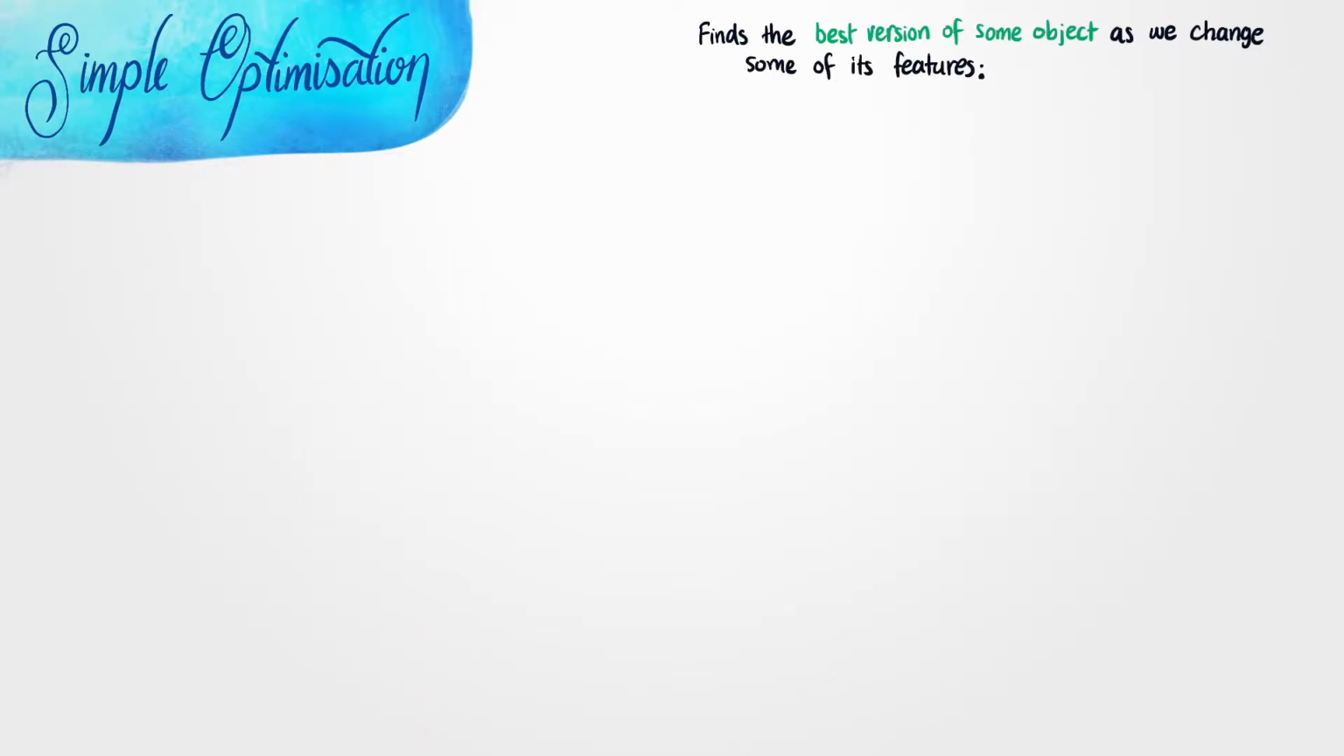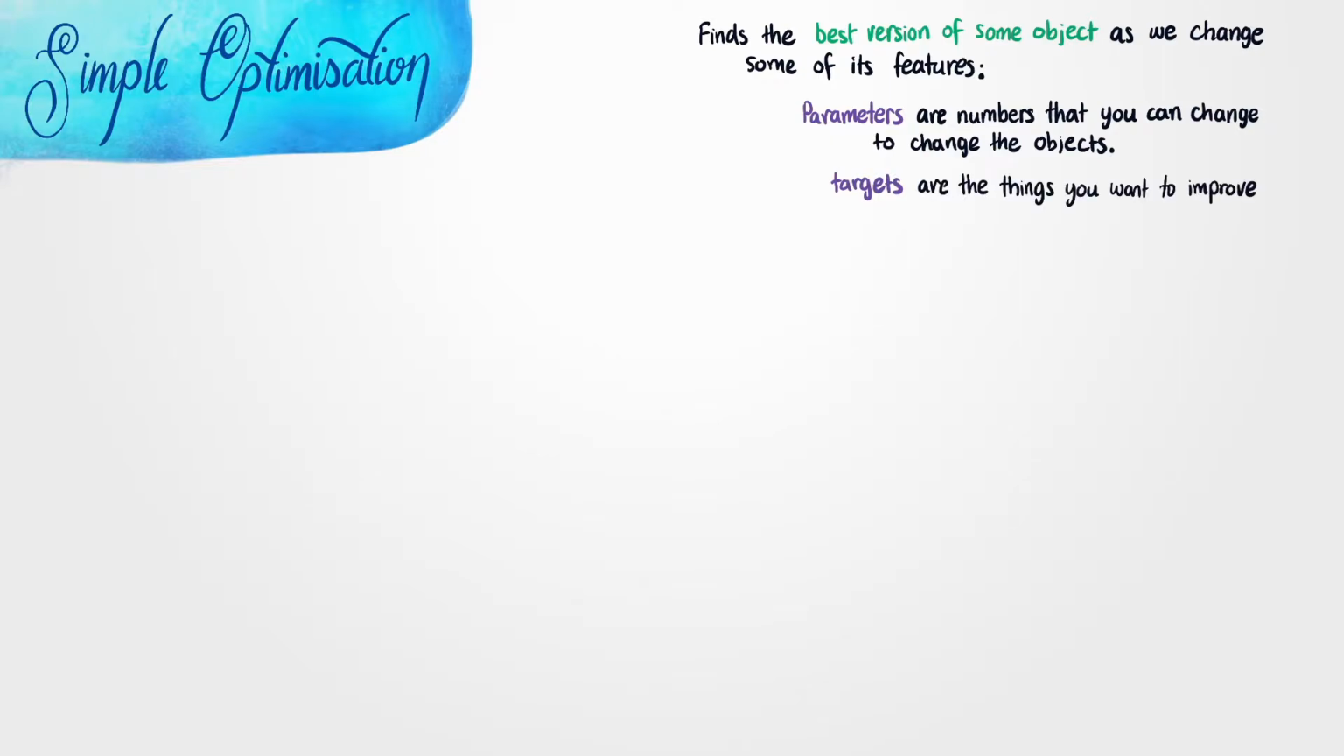Now, this is a really vague and general definition, so to properly explain it to you, I'm going to introduce three pieces of terminology. First off, we have these things called parameters, and they're just basically numbers that you can change to tweak the object in some way. Anytime you perform an optimization, you're going to be interested in your targets, and your targets are basically just numbers that you want to improve as much as possible.